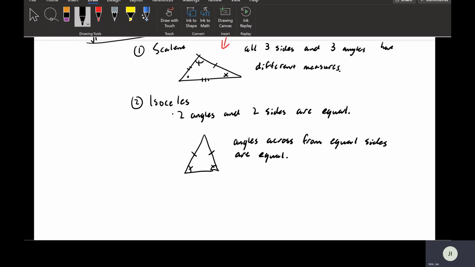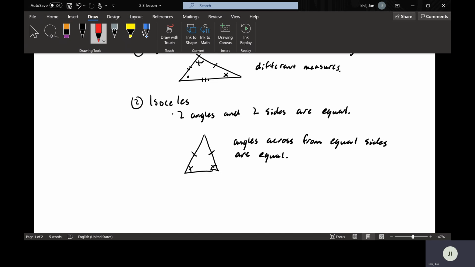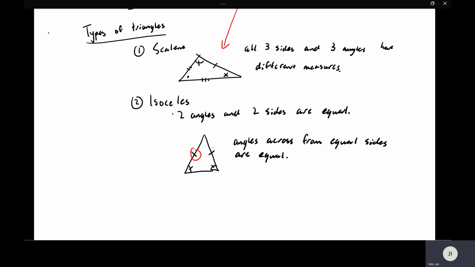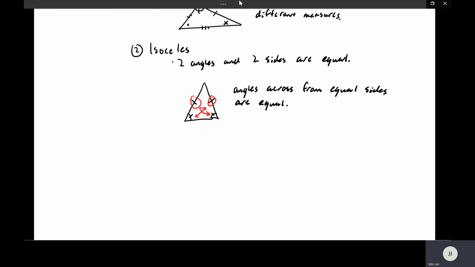If you look at this diagram here, notice that these are the two equal sides, and then the angles across from them are equal. And vice versa. These are two equal angles, and the sides across from them are equal. All right, so that's an isosceles triangle.